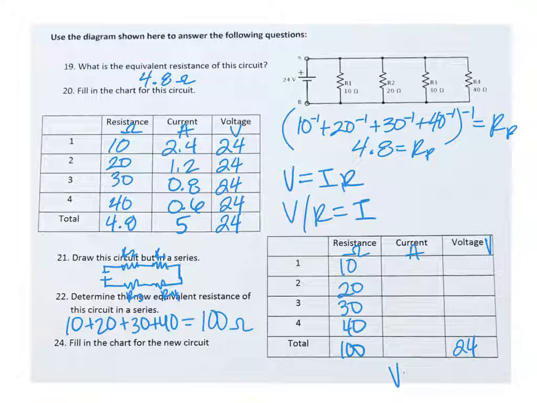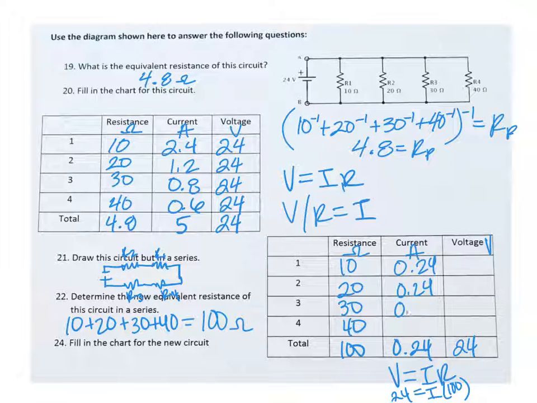So you are going to use Ohm's law. You're going to plug in your 24 volts and solve for I, and then your 100 ohms of resistance. So you're going to get a current of 0.24. Now that's the same at each resistor in a series circuit. So you're going to have 0.24 amps of current going through each.